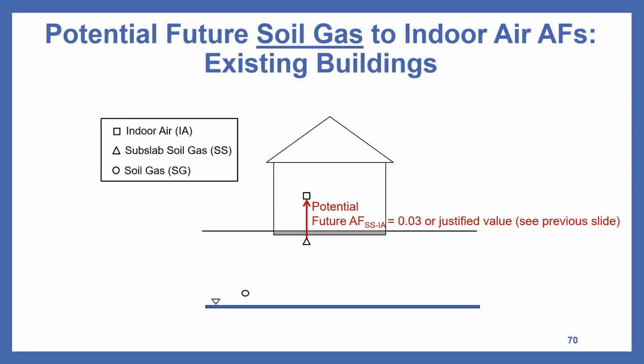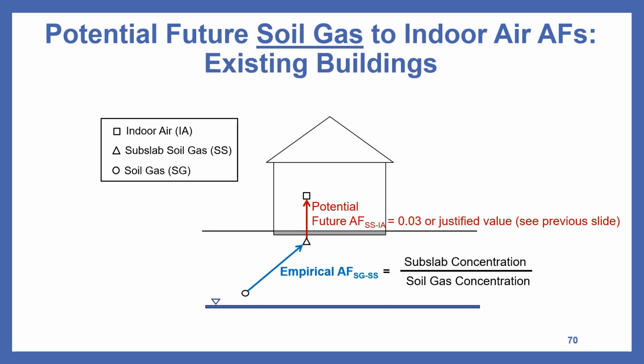Now we're going to go over how to select the potential future soil gas to indoor air attenuation factor. Again, this is for an existing building. So first, we're going to start with our potential future subslab to indoor air attenuation factor. You're either going to select the 0.03 screening attenuation factor or a justified value, as we discussed on the previous slide. And again, we're choosing these values to account for changes to the building over time.